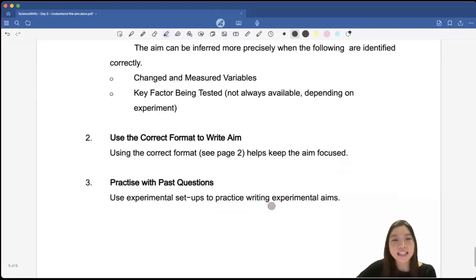Lastly, practice, and more practice. So use experimental setups to practice writing experimental aims, even if the question is not specifically testing on the aim of the experiment. Sometimes in lessons, we still add on extra questions for students to reinforce their learning, and for them to get even more practice for important questions with answering techniques such as their aims, relationships, and so on.